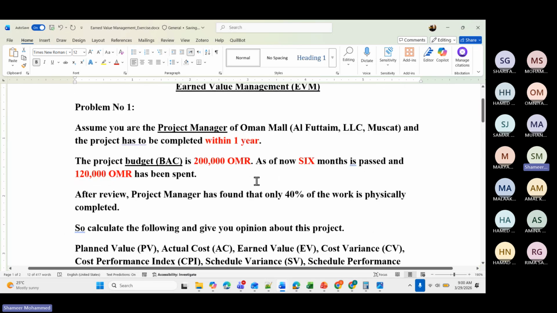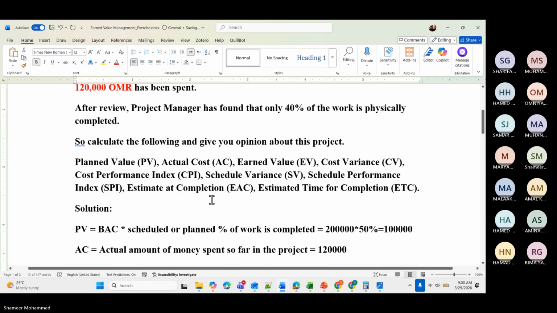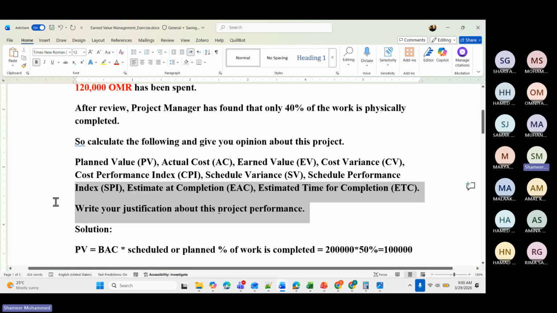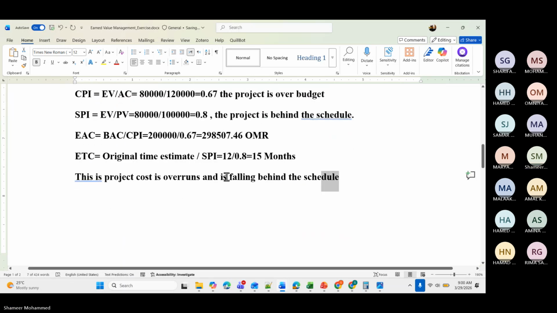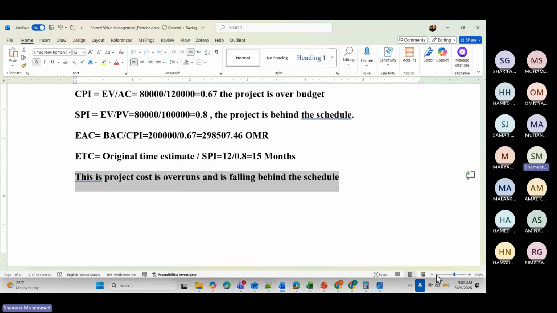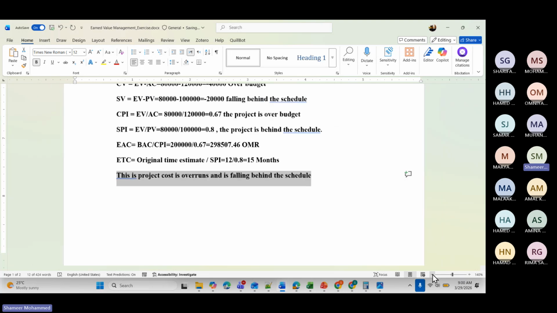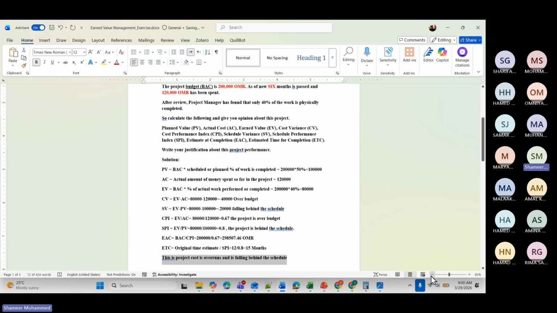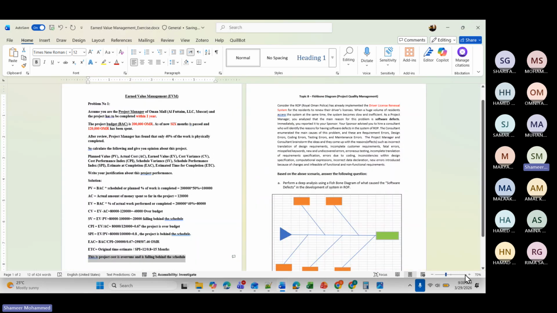They will ask like this, and then they will say, write your justification. So it will have marks. So you need to write this one. Understand? This is what is called earned value management. So how is your project performing? You are going to do the calculation like this.